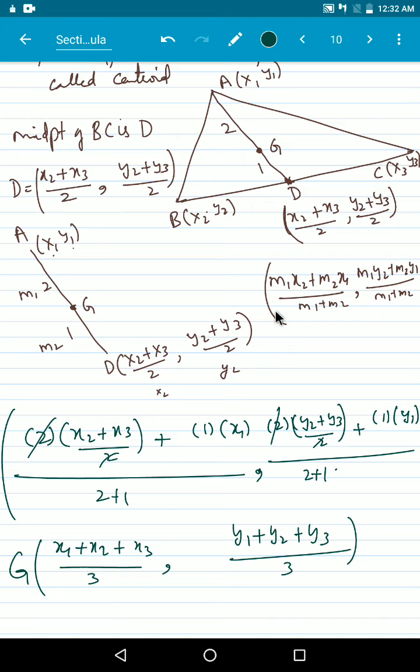Very easy. Three vertices will be given: A, B and C, (x1, y1), (x2, y2), (x3, y3). If we are asked to find the centroid of a triangle, add all the x values, x1 plus x2 plus x3 divided by 3, and y1 plus y2 plus y3 divided by 3. That will give us the centroid. I hope the derivation was clear.